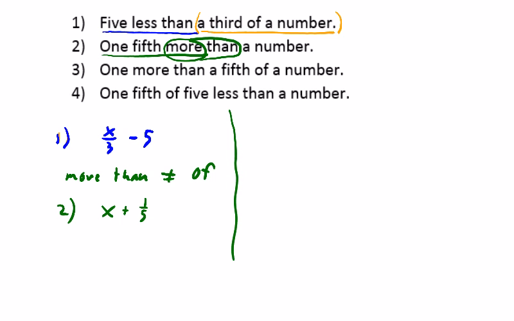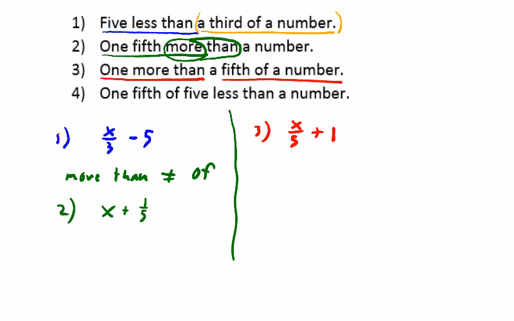Let's consider the third case. 1 more than, so we know that more than means to add, a fifth of a number. A fifth of a number would mean to divide by 5 or to multiply by 1/5. But first we need a fifth of a number. So notice we're starting sort of at the back of the sentence and working forward. And then we need 1 more than that. So we will add 1 onto a fifth of a number.